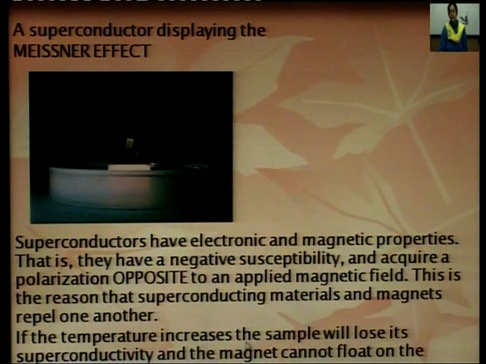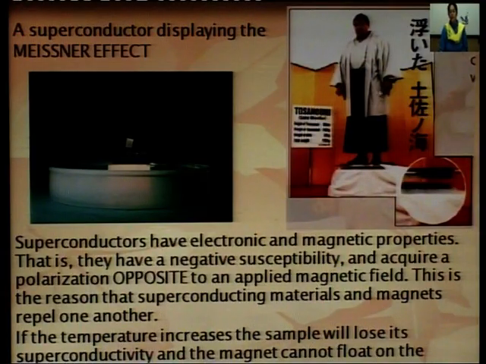If the temperature increases, the sample will lose its superconductivity and the magnet cannot float on the superconductor. So that means if temperature is below critical temperature, the magnet will float over superconductor. So this is Meissner effect. So just see in this figure, the heavy person, it is floating. So there is a gap between superconductor and magnet. So how is this gap produced? This is due to repulsion. Superconductors repel magnet below critical temperature. So this is Meissner effect.